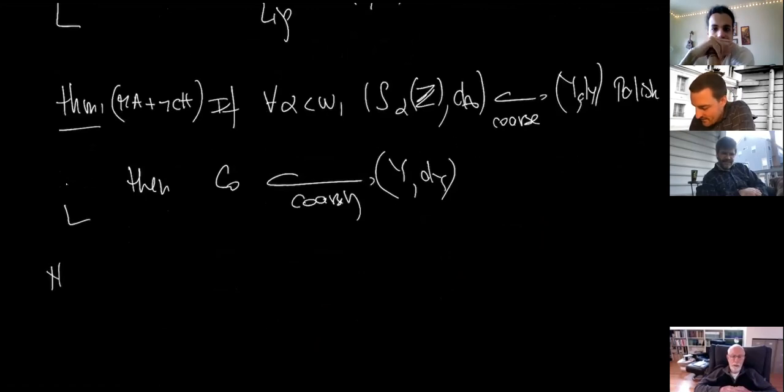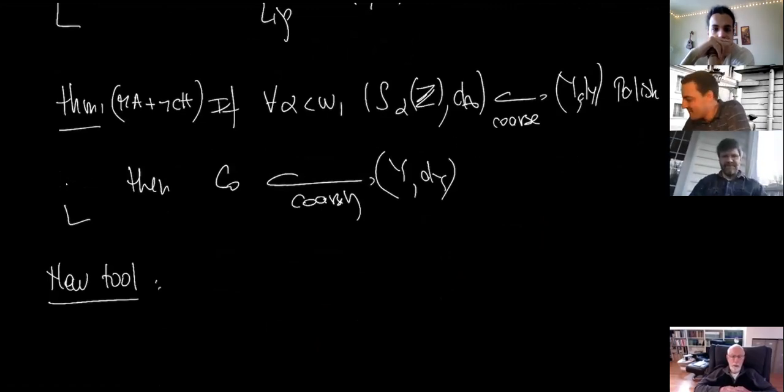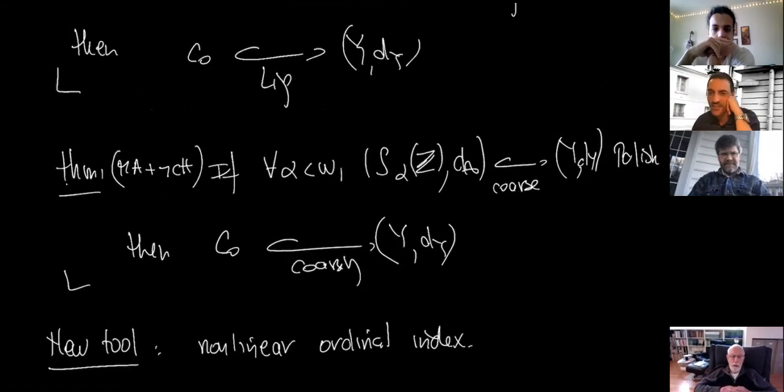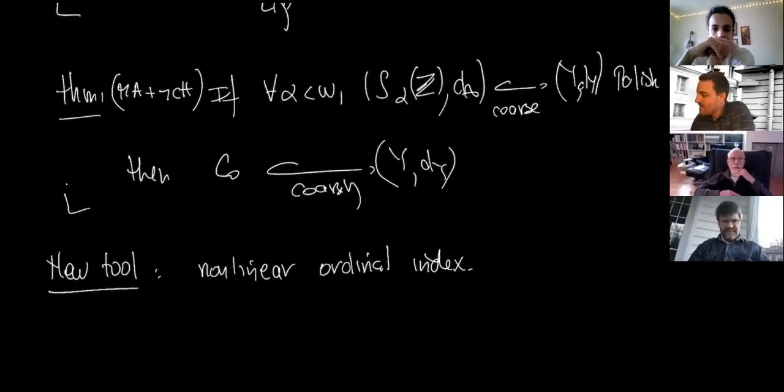The new tool that we're using is more like an old tool which has been pushed a little bit further. The key is to introduce a nonlinear ordinal index. We have a Lipschitz C0 index for the Lipschitz result, and we have a coarse C0 index for the coarse result.